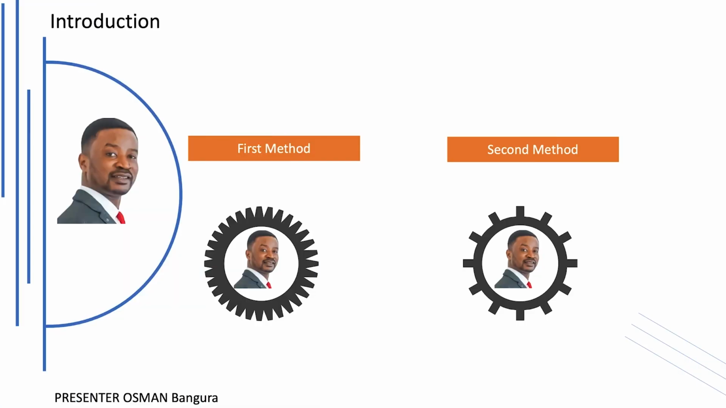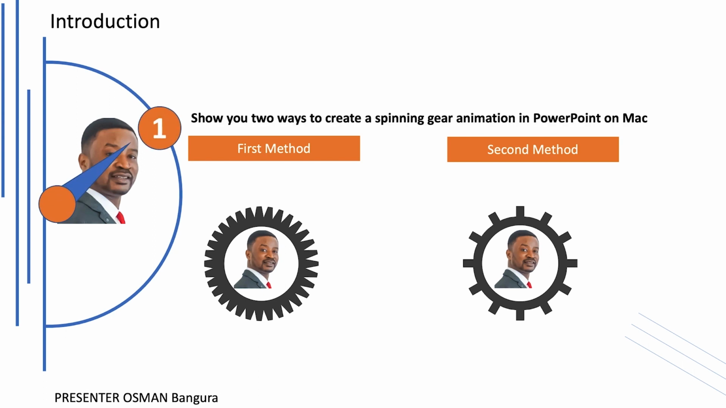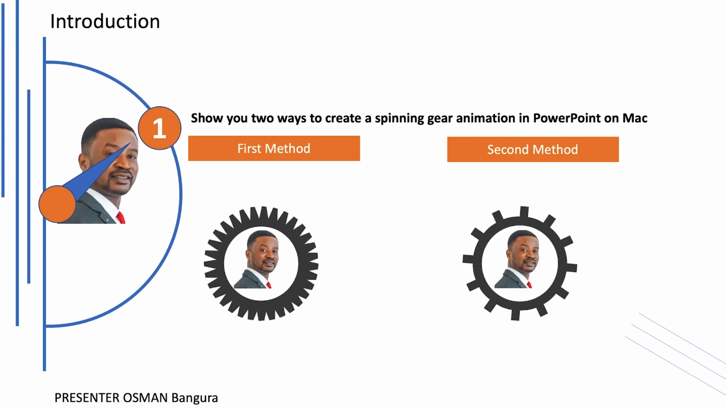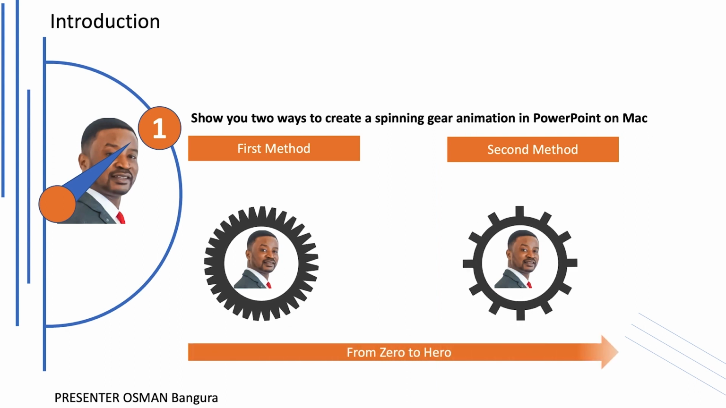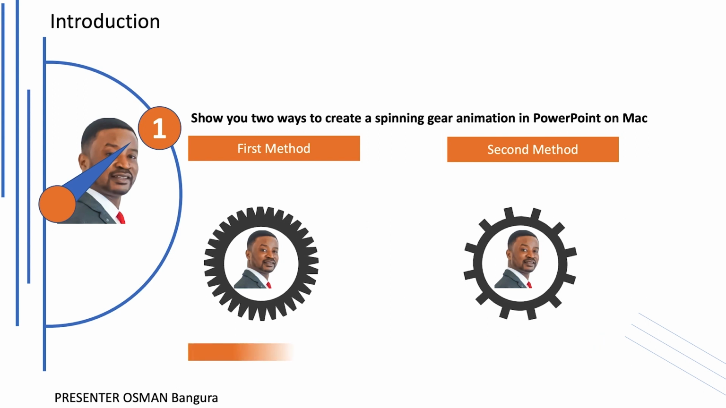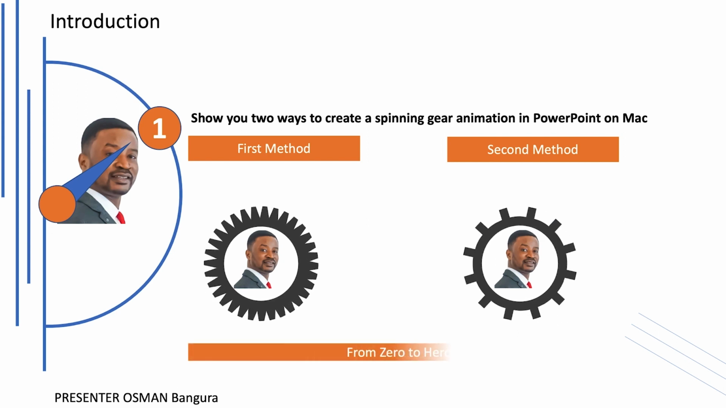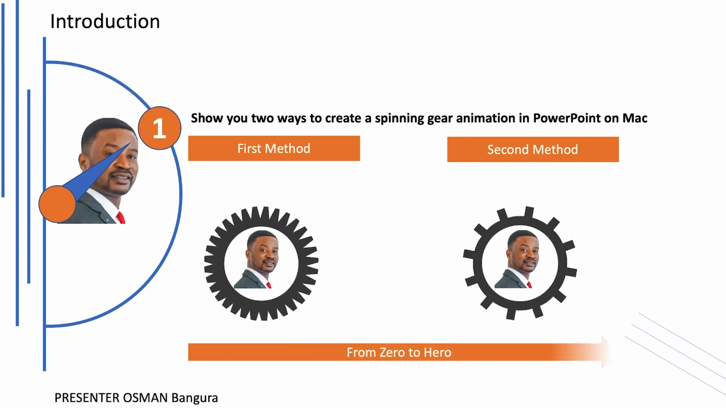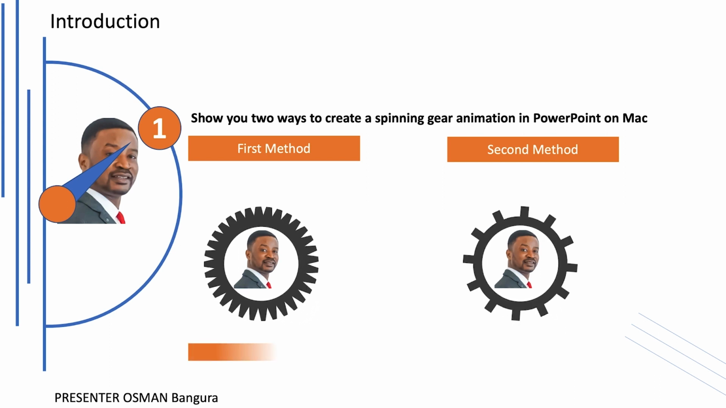My name is Osman. In this tutorial, I'm going to be showing you how to create this amazing spinning gear animation effect in PowerPoint on Mac. The first method we're going to be using creates the result you see on the left-hand side of your screen, and the second method will result in the second image you see on the right-hand side. So this is what we're going to be creating together from scratch. Let's dive into the tutorial and create the spinning gear animation effect we just saw in the preview.